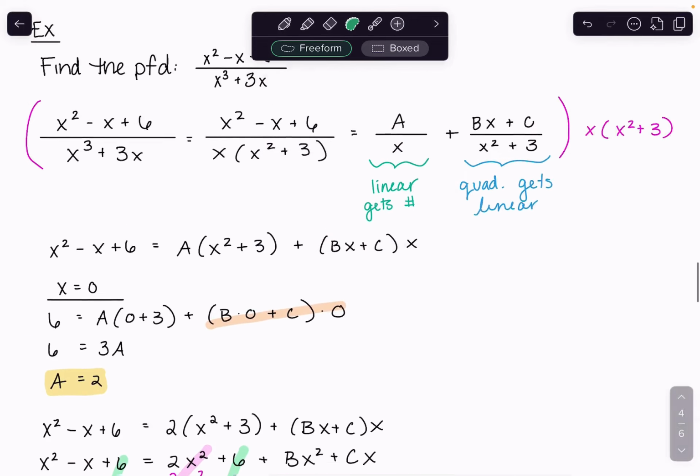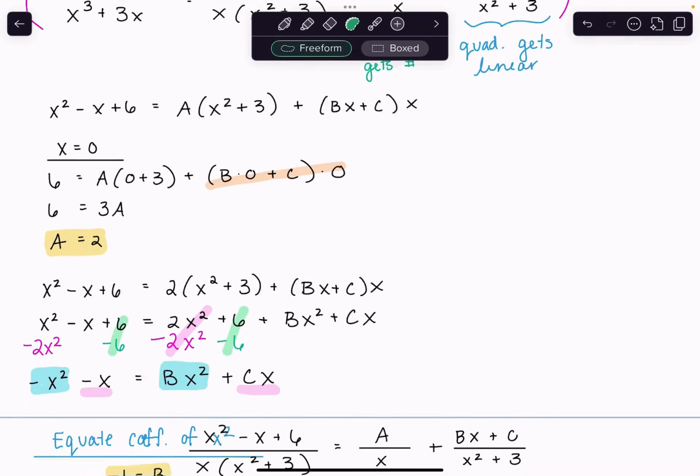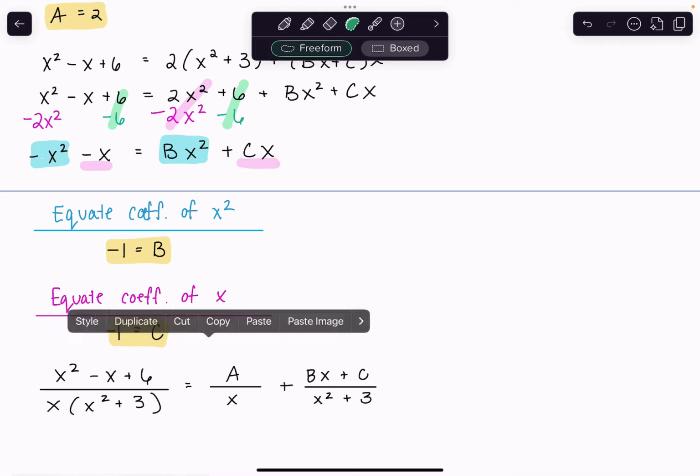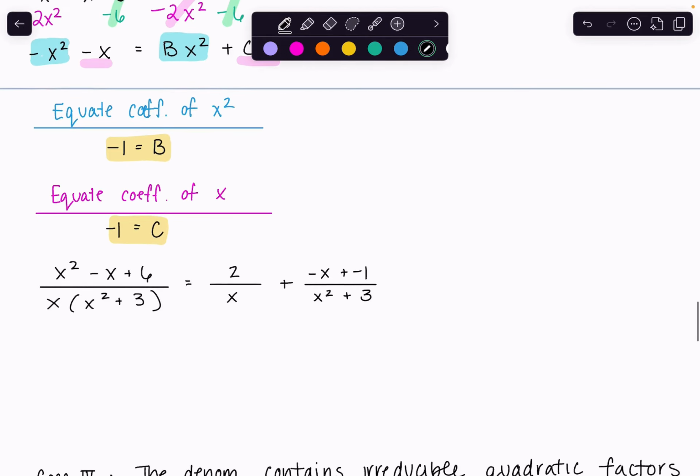So now I can write my decomposition. I'm just going to go ahead and copy this from down here and show you how you have to be careful about writing this. So my value of A, we figured out, is 2. B's value is -1, and so is C's value. Leaving it like this, perfectly fine.